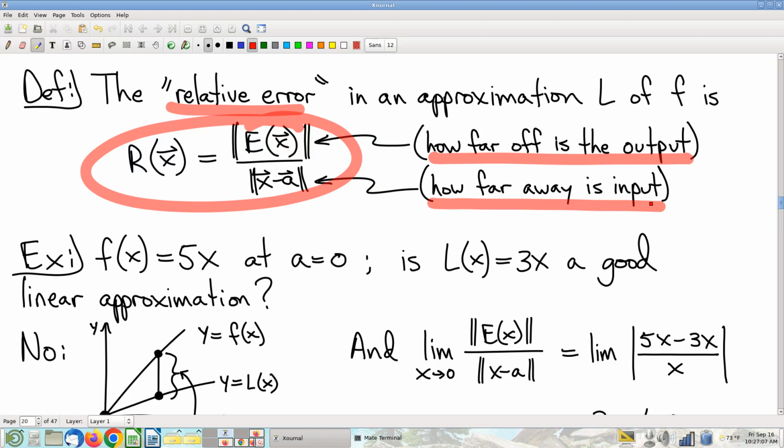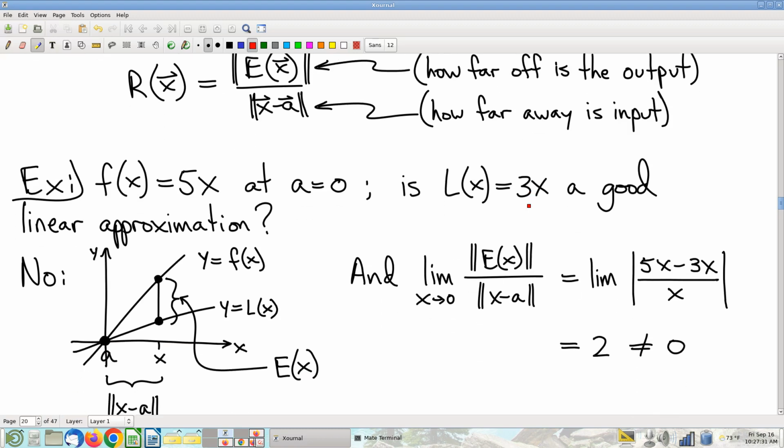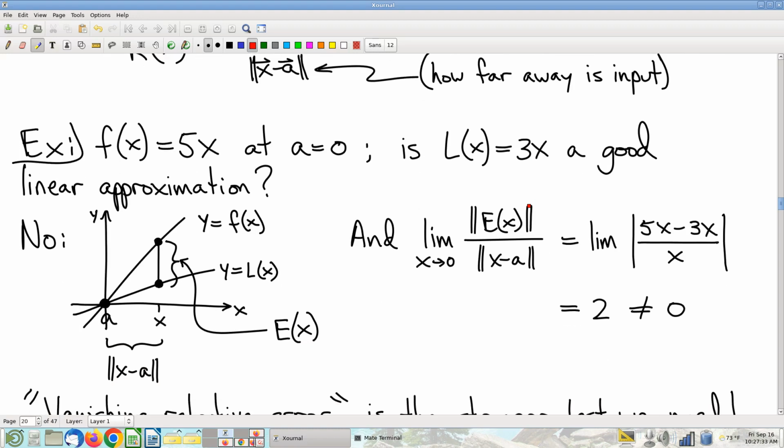In other words, how far is this input point x away from the approximating point a? Okay, so it's called relative error. Error in comparison to... it's tempting, you're reasonable to suspect that the closer you are, the smaller the error should be anyway. Right? So relative error kind of makes sense. And notice, this does a really good job on our previous example.